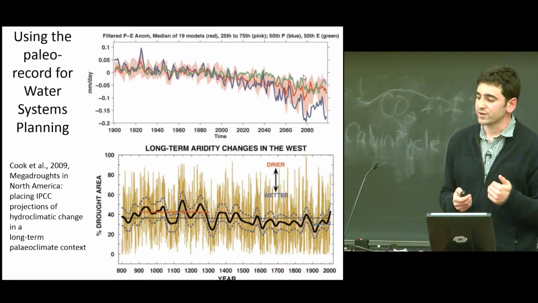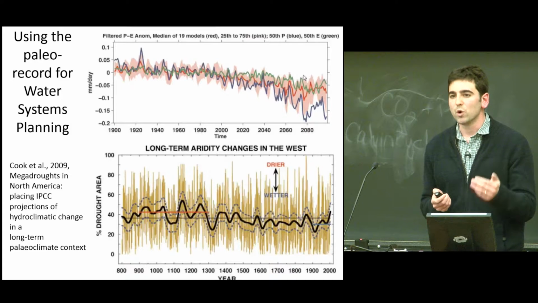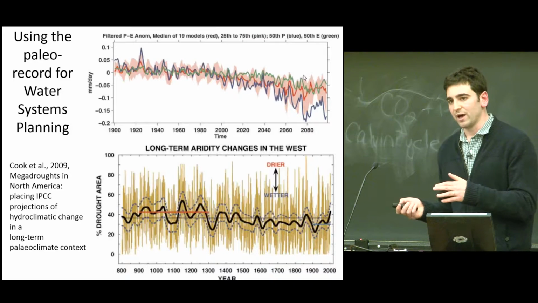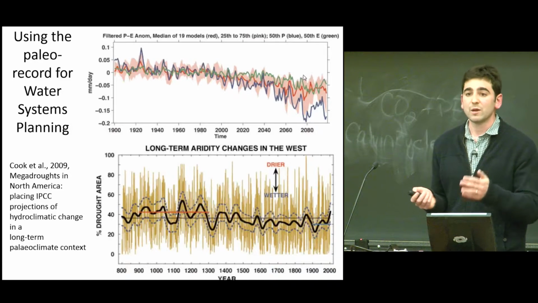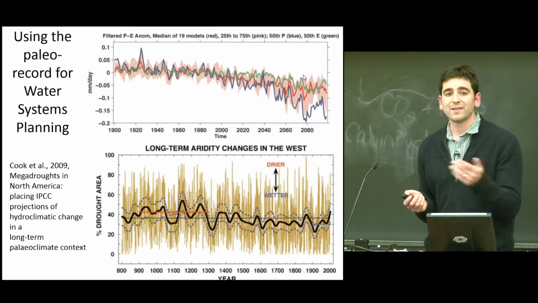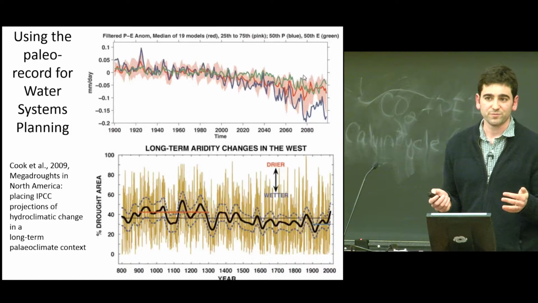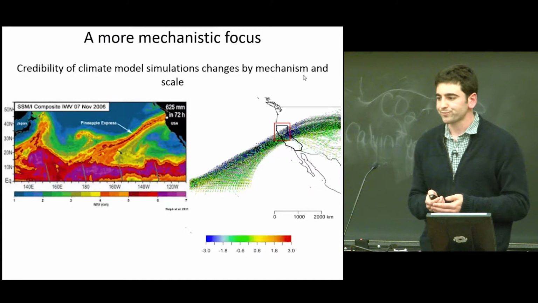And at least in my experience, this is easier to communicate and motivate the need for adaptation response than the climate models, at least when you're talking to water managers. So in Colorado Springs, they were very skeptical of the climate models, but they were all in on the paleo record. And the thing is, it might get you to the same place, which is a more robust system. So maybe for political reasons, it could be a good way to go.